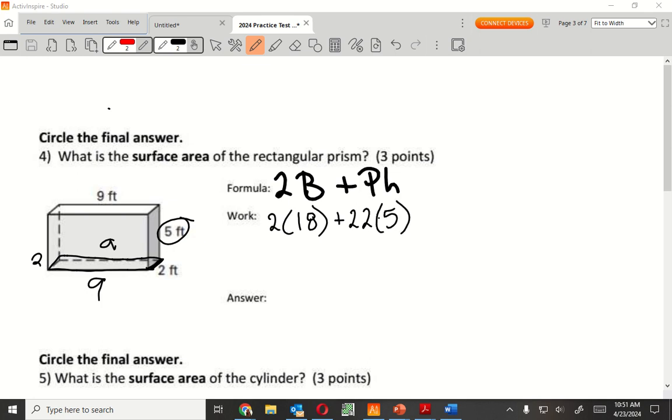So if you're paying attention, they get 3 points for these. So you get formula, the work, and then the answer. What's that going to be? 146. 1 what? 146. What are my units? Feet squared. Yep. Feet squared.